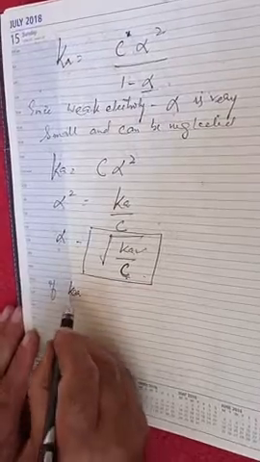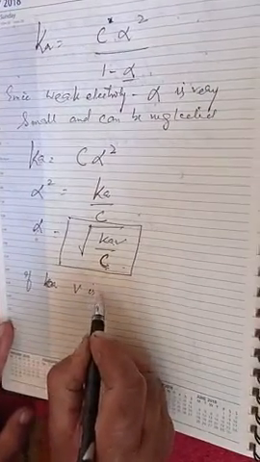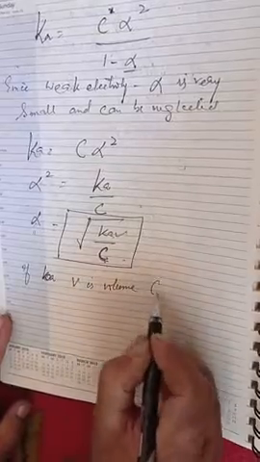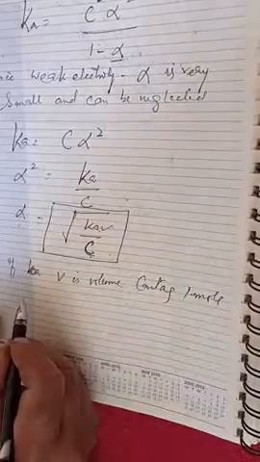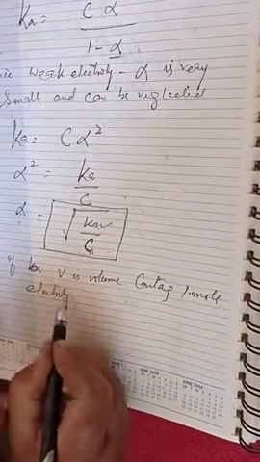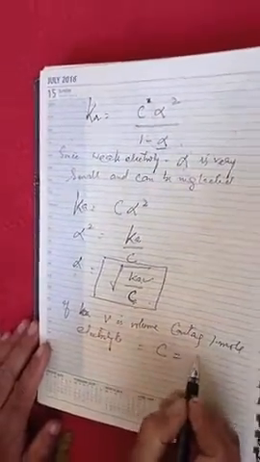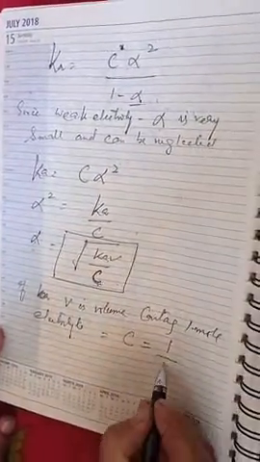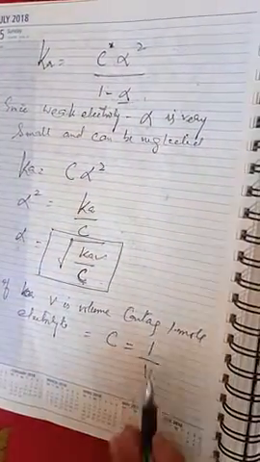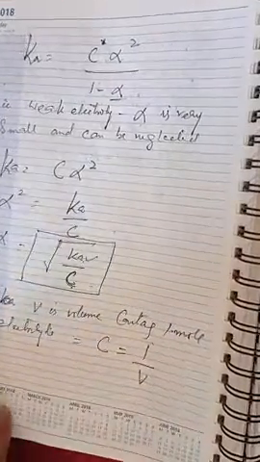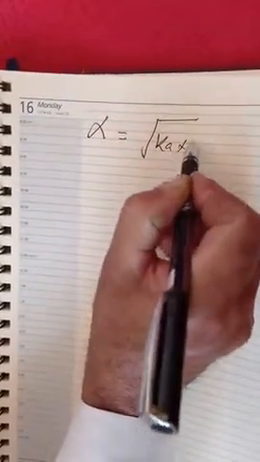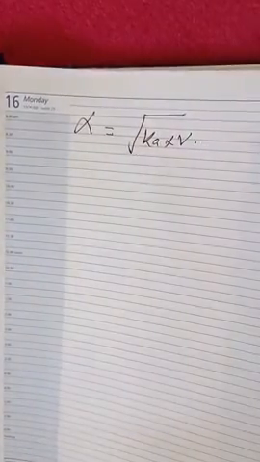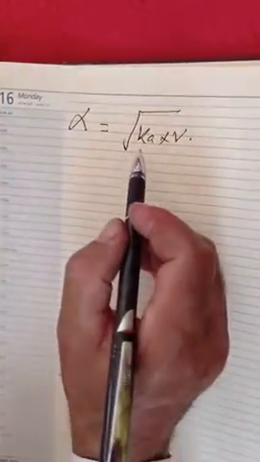Now I will consider that V is the volume containing 1 mole of the electrolyte, then C is equal to 1 by V. C is the concentration, and V is the volume containing 1 mole of electrolyte. Therefore alpha is equal to under root of Ka into V.